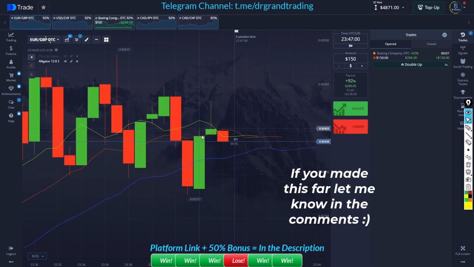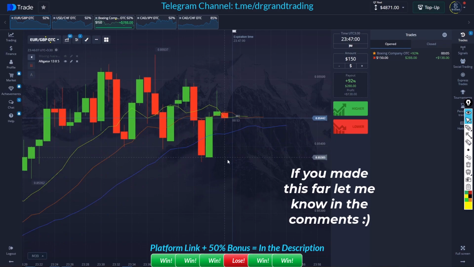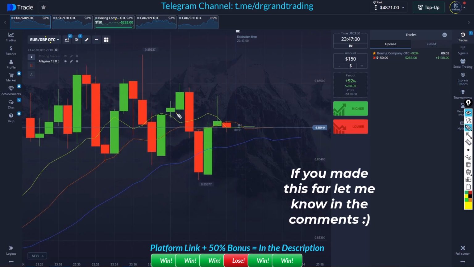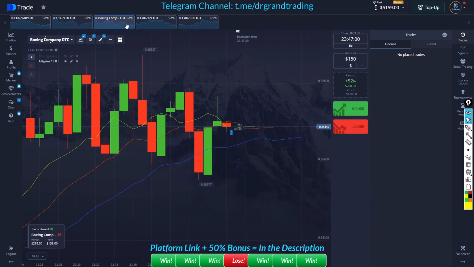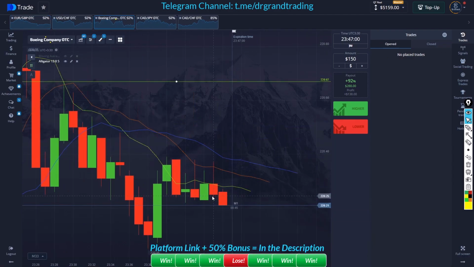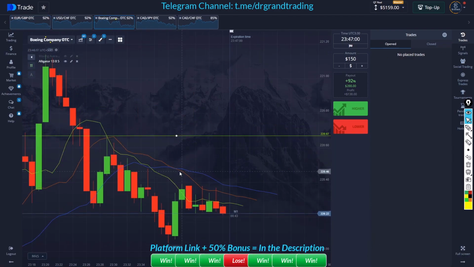No, this one was a trade, and you see that how similar, it's moving, and this one was also a winning trade. Oh my god, thank god.